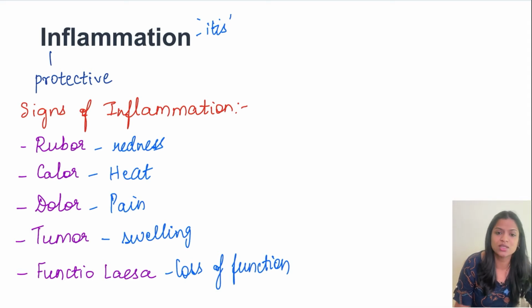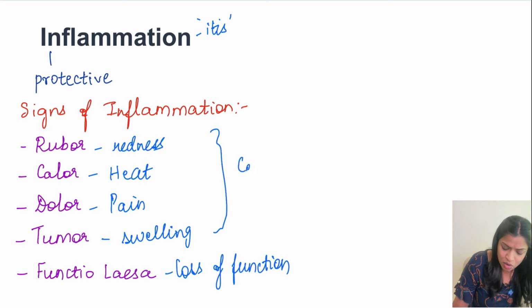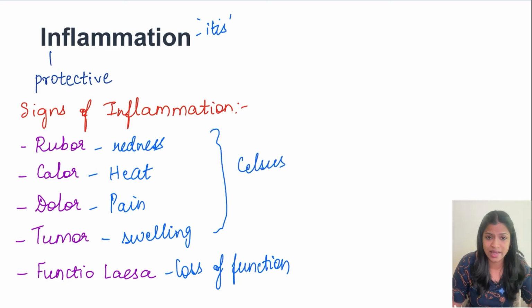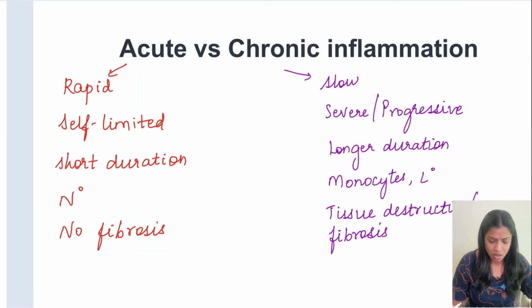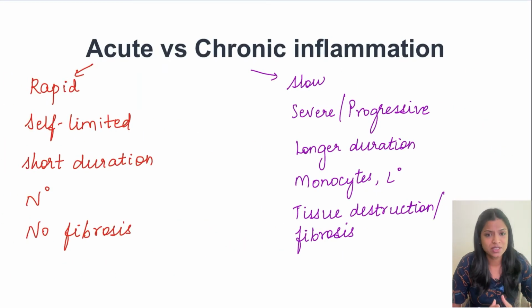The first four, that is rubor, calor, dolor and tumor, were given by a scientist called Celsius, while the last sign, which is functio laesa or loss of function, was given by Rudolf Virchow. So, these are the signs of inflammation. Moving on, we will see what is the difference between acute and chronic inflammation.